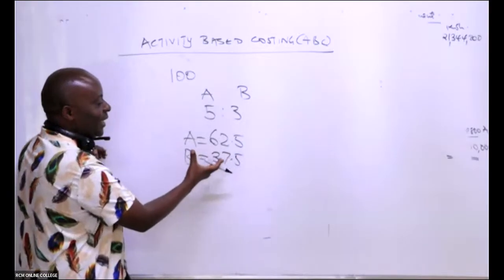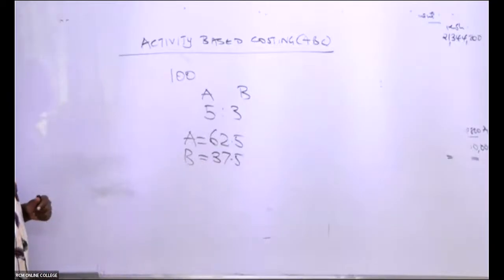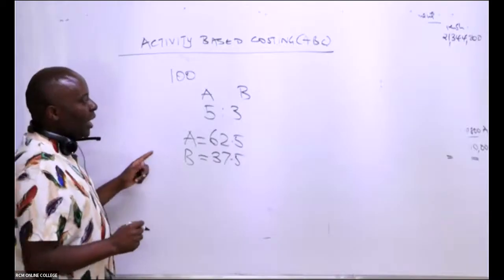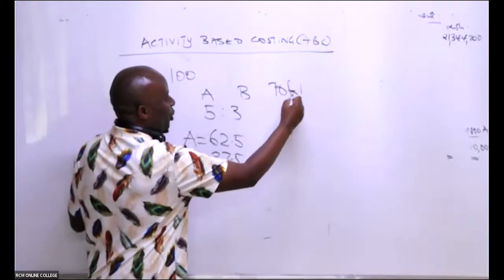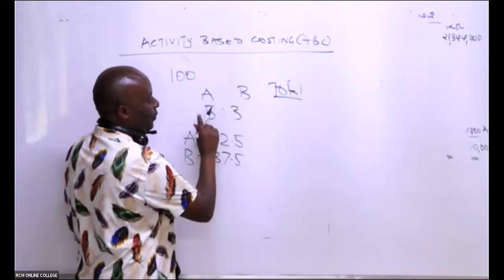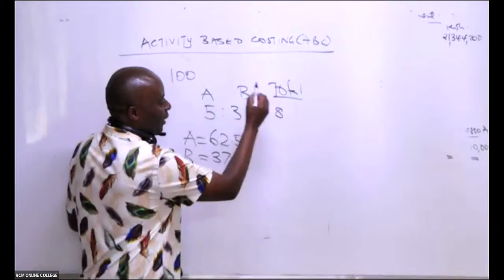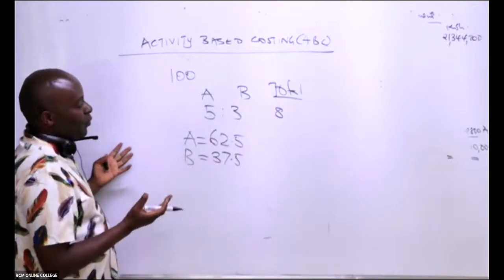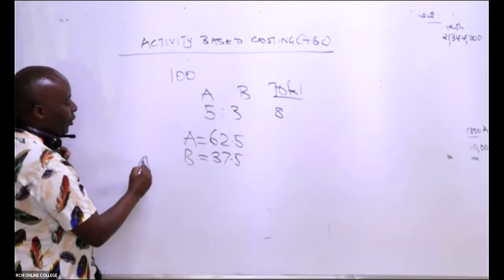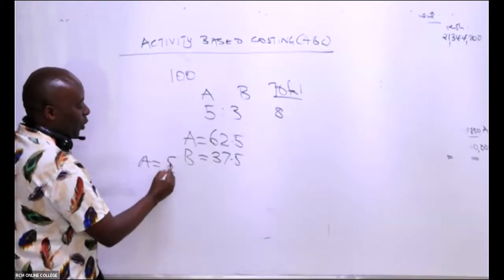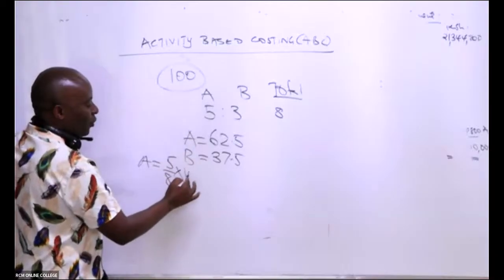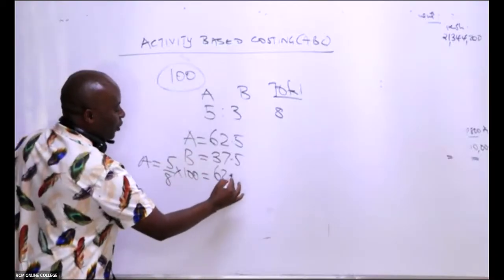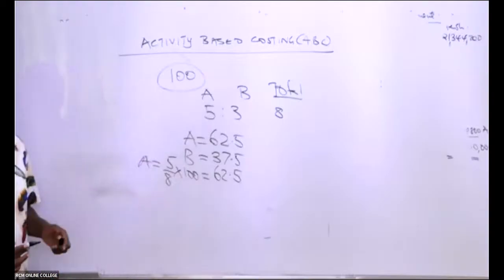What did you do to get these correct answers? There are many methods you could use. I suppose somebody may have gotten the total ratio, which is 5 plus 3. That gives us what here? 8. And then somebody must have known that A will get the fraction of 5/8 of the 100. That is how these students got the 62.5.